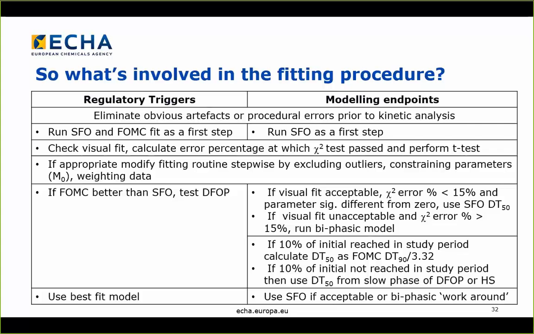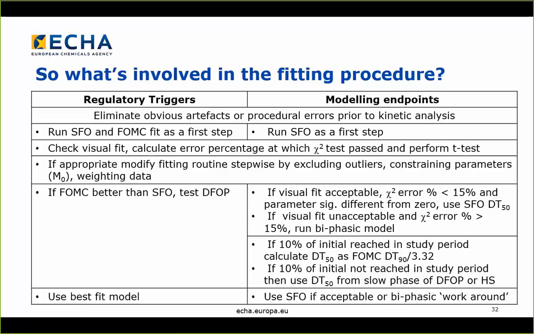If the visual fit is acceptable, if the SFO fit is good enough, if your chi-squared error percentage is less than that indicative value of 15%, and your parameter is significantly different from 0 according to the t-test, then happy days. You can use your single first order DT50 in your exposure model. If your visual fit's unacceptable, or chi-squared error is greater than 15%, then you need to run a biphasic model, because you've basically decided that your SFO fit isn't good enough.